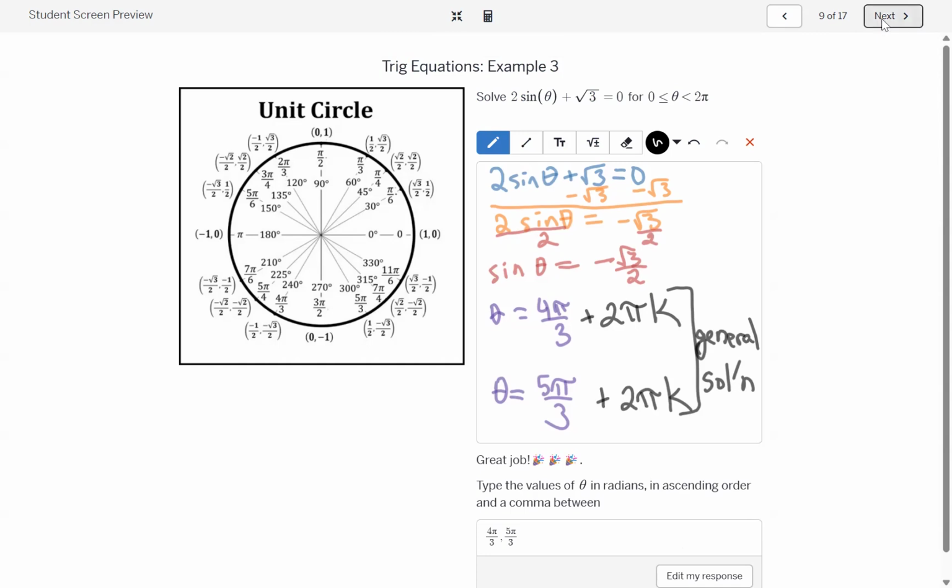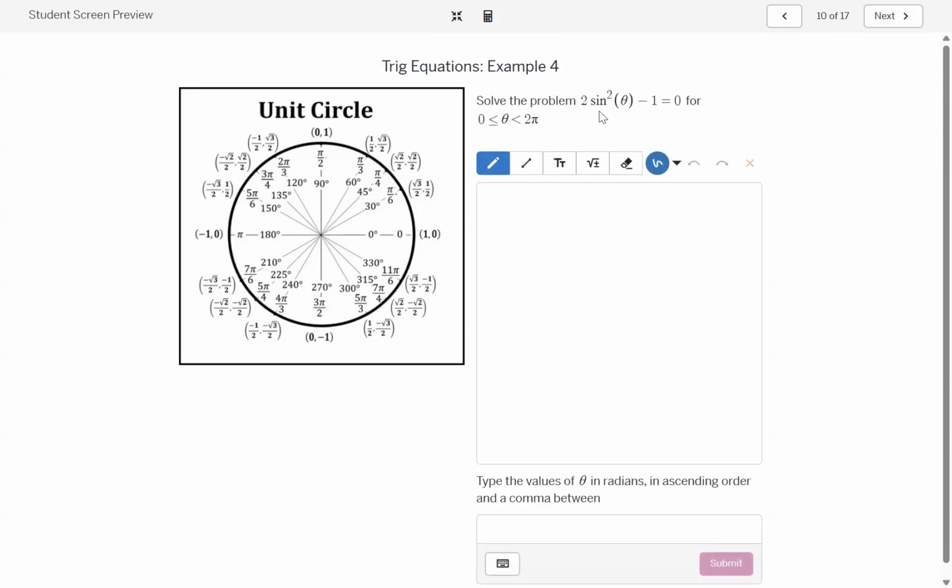And let's see what our next one does. So now it's getting a little ugly. So we have 2 sine squared theta minus 1 equals 0. So still we can start it out the same way. I'd add the 1 over, so I'm going to skip writing that step. And then divide by the 2. So we have sine squared theta equals 1/2.